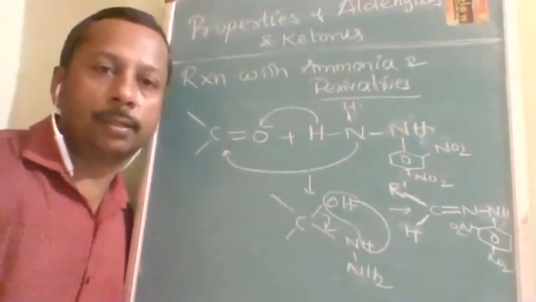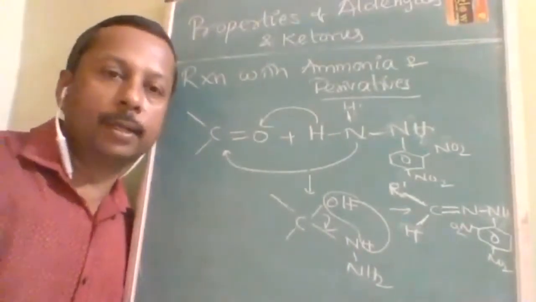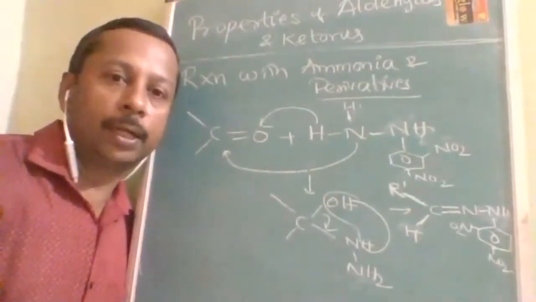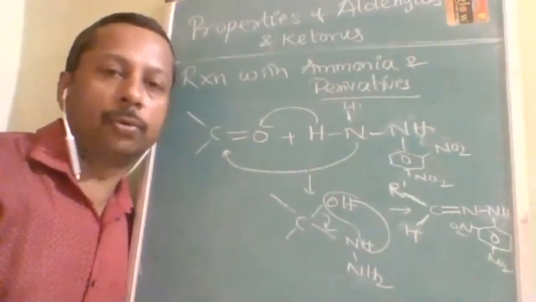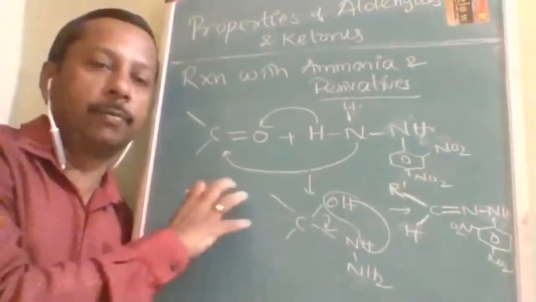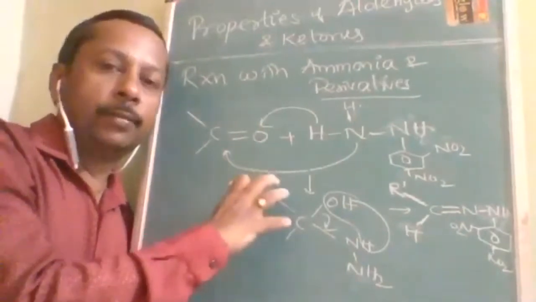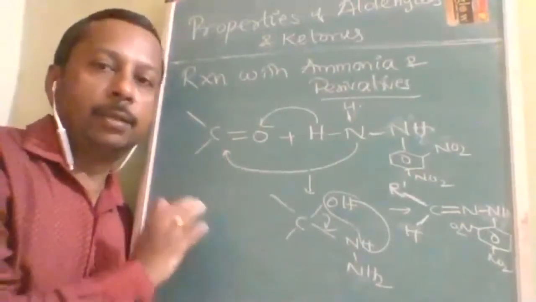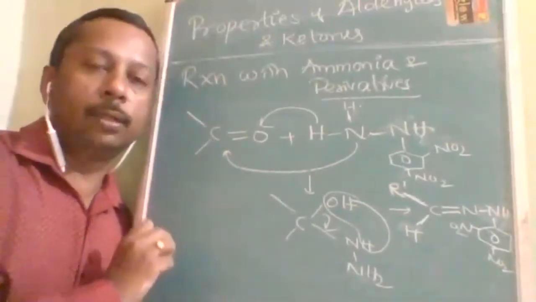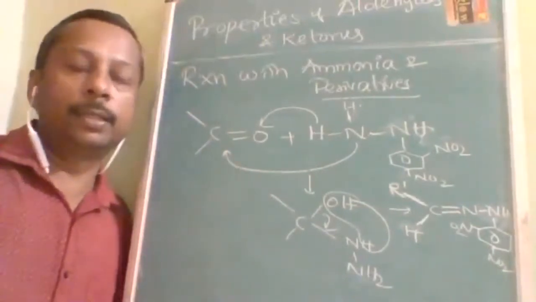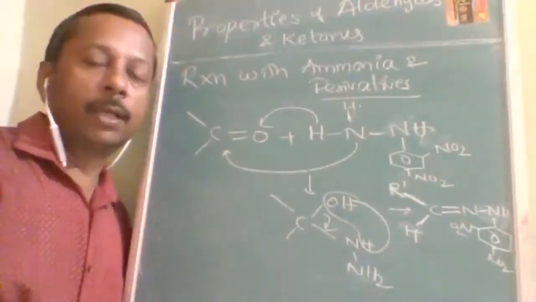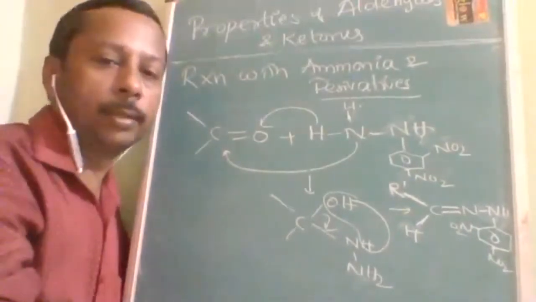The 2,4-DNP test is used to identify whether the given compound contains aldehyde or ketone. They will give a compound A with a molecular formula, and it gives the DNP test. That means you should confirm that it is either aldehyde or ketone. So the 2,4-DNP test is used as an identification test for the presence of a carbonyl group.